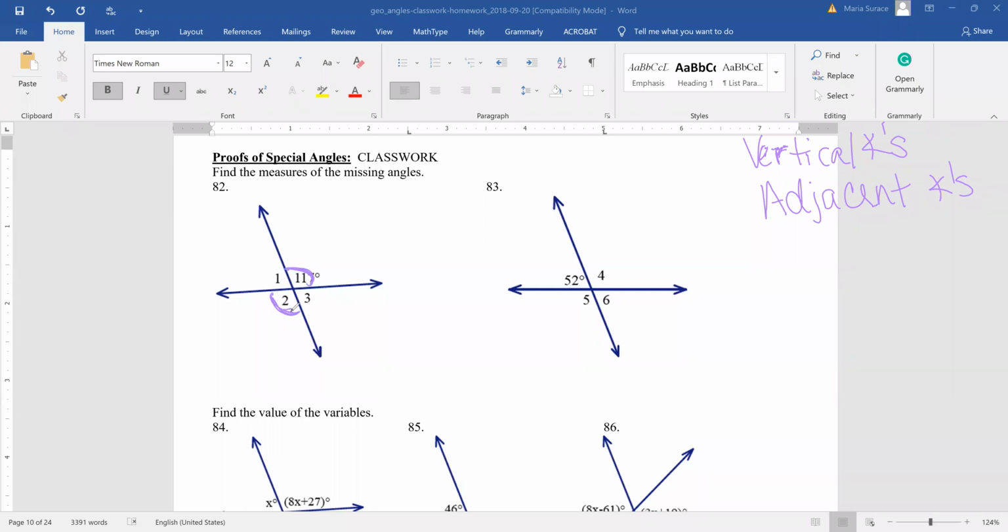117 and angle 2, 52 and angle 6. Those are also vertical angles because they are appearing opposite each other in the intersection. The other important thing to note about vertical angles is that they are all congruent. They have the same measure. So if this angle right here measures 52 degrees, its vertical angle, angle 6, also measures 52 degrees.